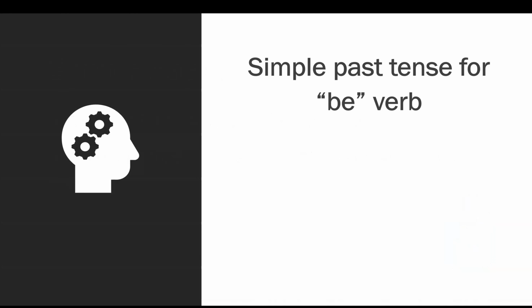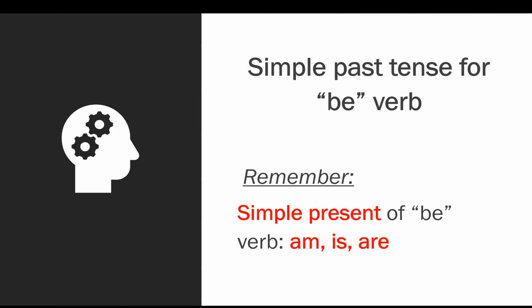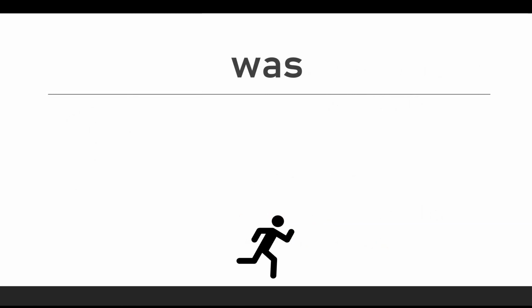Okay, so today we're talking about the simple past tense for the verb be, the be verb. Okay, just to remember what that is, in simple present, the be verb is am, is, or are. Right? I am, he is, you are. But today, we're doing the two be verbs in the past, and the first one is was. Was.